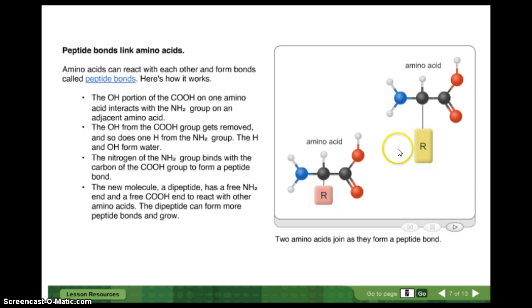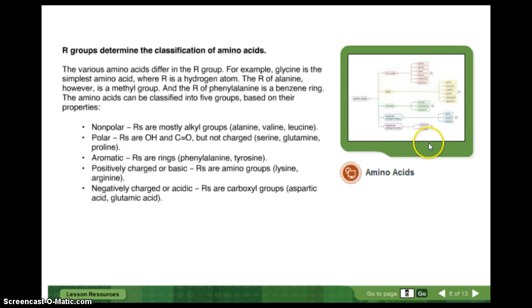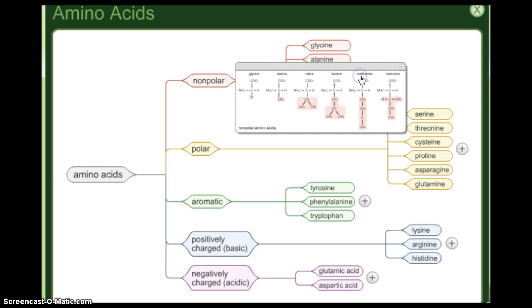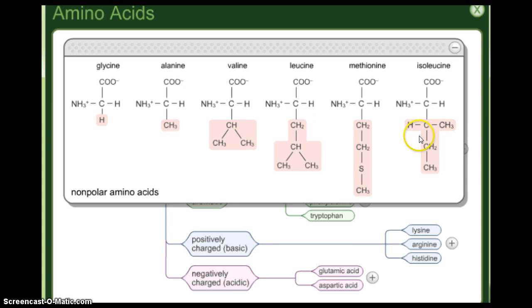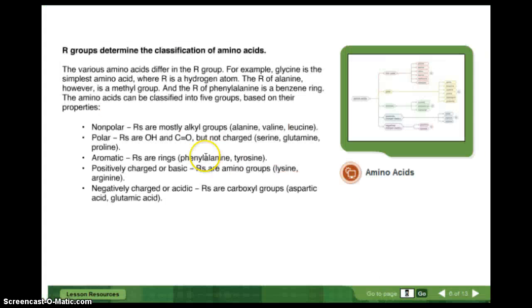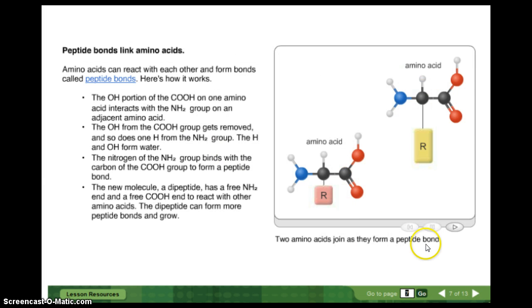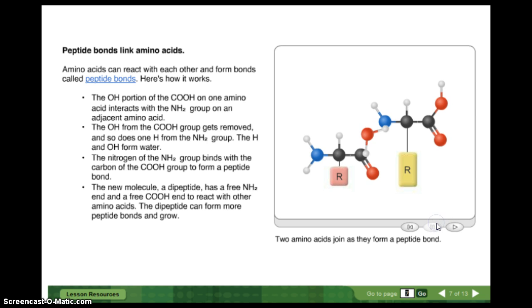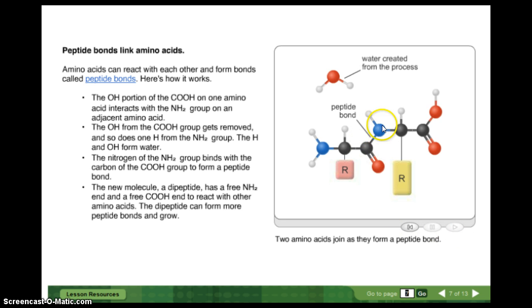Before I do, notice how they have R down here? So that R, remember, stands for one of the groups that are attached. So one of the functional groups, so it could be this, it could be that, it could just be a hydrogen, all depending on what amino acid it is. Okay, so they're coming together, and it's going to take off that water, so the hydrogen from over here, the OH from the red end, and then they're going to come together.